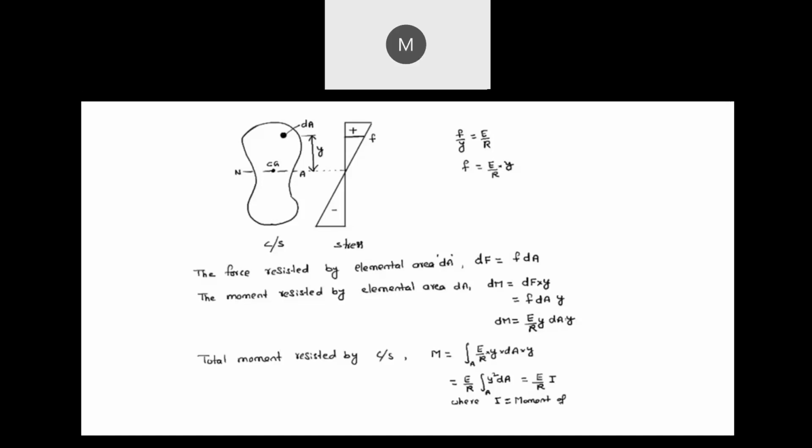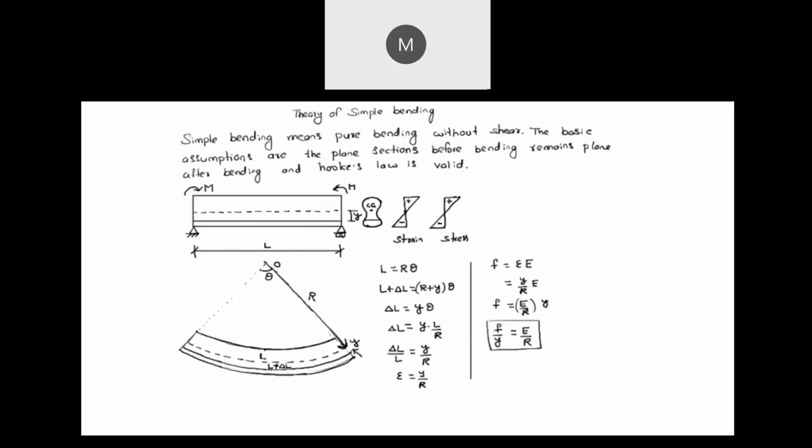Moment of inertia. So from this we can conclude that M equal to E by R into I, or M by I equal to E by R. So this is one relation actually. So we have derived two relations. One is previously f by y equal to E by R. Now M by I equal to E by R. So combining these two, M by I equal to f by y equal to E by R. This is the fundamental equation of theory of simple bending.